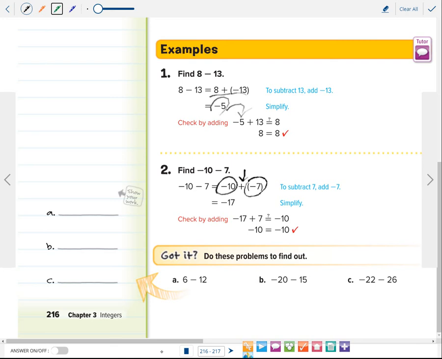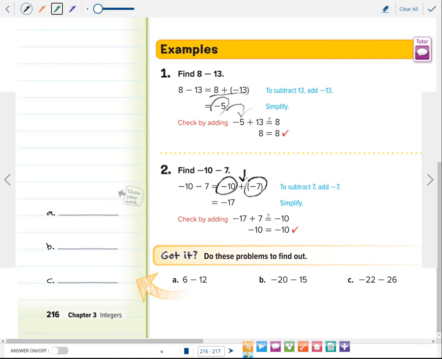So is that an addition sentence? Okay, so look how we did it here. See how this one was negative 10 minus 7? It was rewritten as negative 10 plus negative 7 for number 2. So how are you going to write 6 minus 12 as an addition problem? Plus, yep. You got to put the parentheses on there. And it wouldn't be 12, it'd be negative 12.